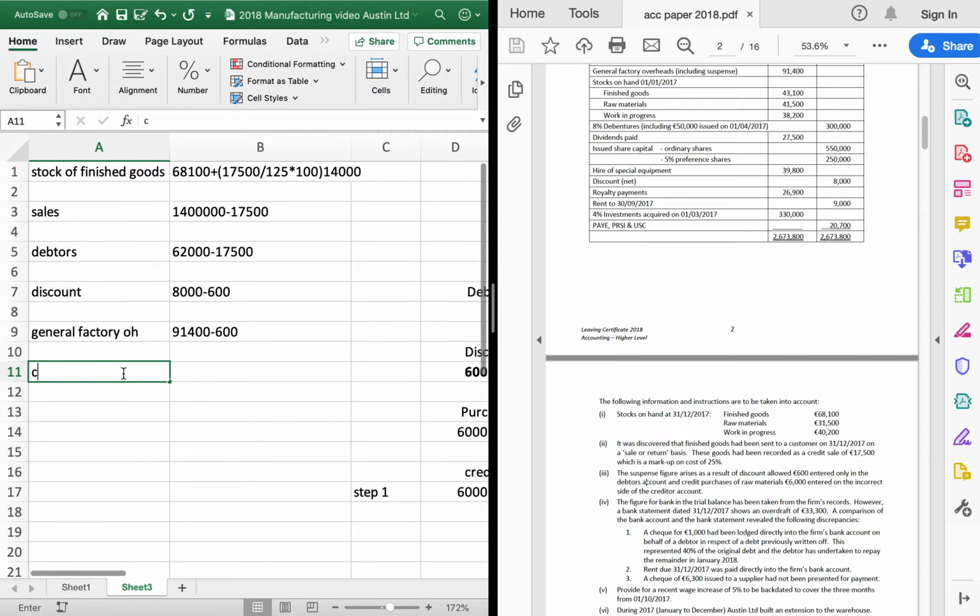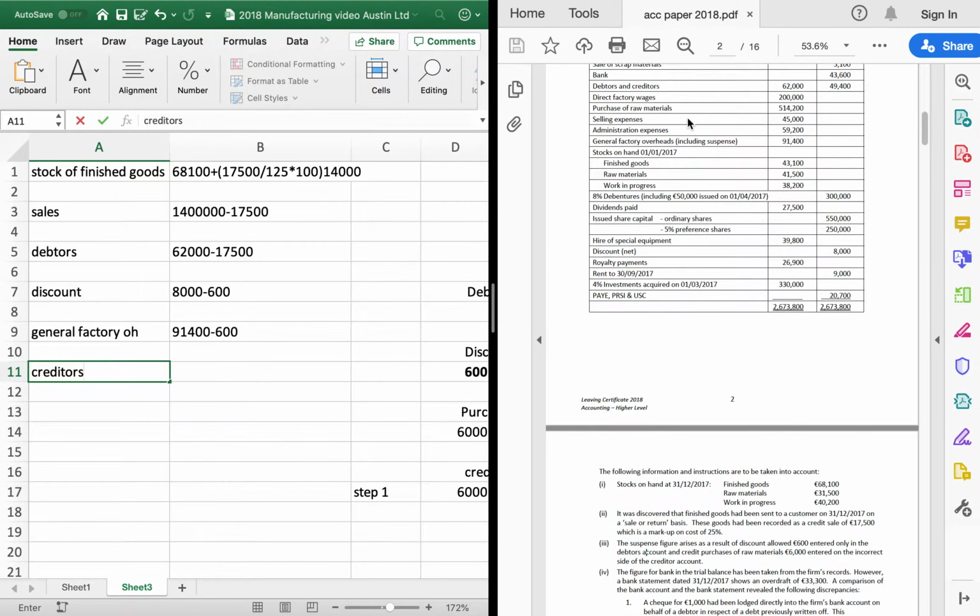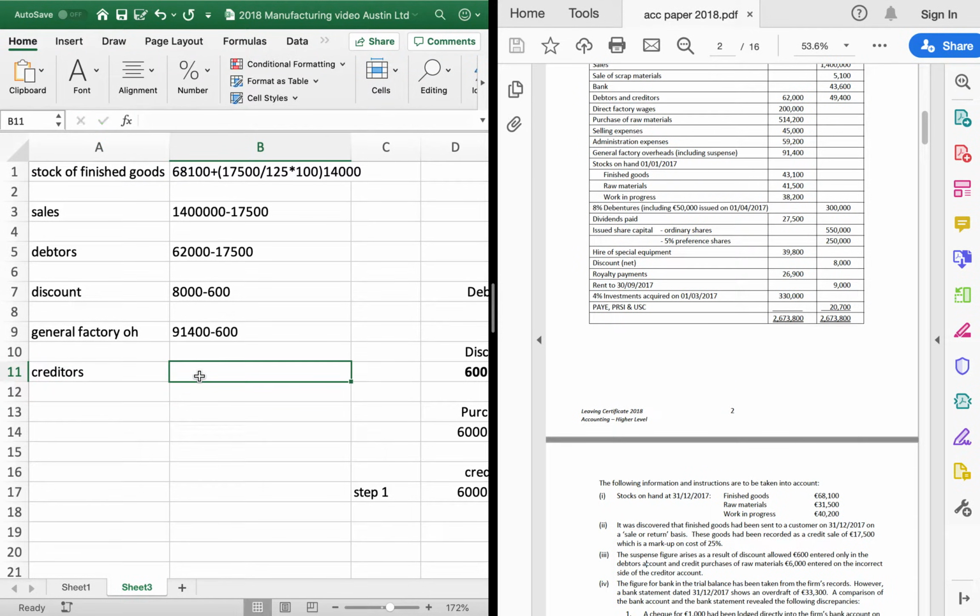So it's going to be creditors, and they are 49.4, a credit, so added on 12,000. So now our general factory overhead is 12,000 too little. So we've got 12,000 on the right hand side here, which brings us up to 2685. So we have to get this side up to 2685. So we're going to add 12,000 onto that.